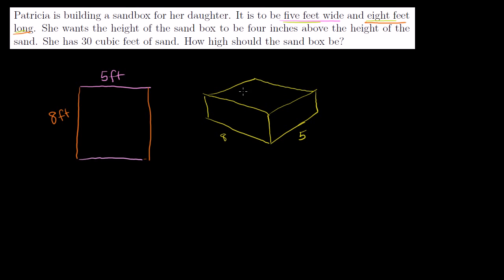So let me draw the whole box just like that. The sand is going to fill a certain amount of the sandbox. So the sand is going to fill maybe until right over there. So all of that is sand. And she wants the height of the sandbox to be 4 inches above the height of the sand. So she wants this distance right here, the amount that the height goes above the sand itself, to be 4 inches, or a third of a foot, depending how you want to think about it.